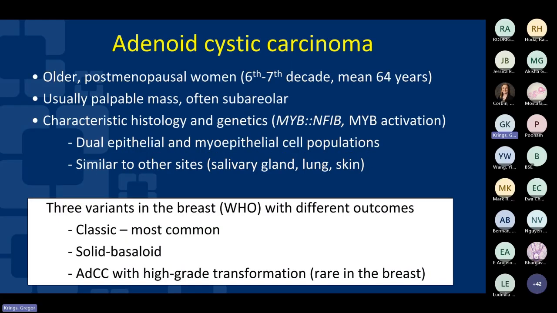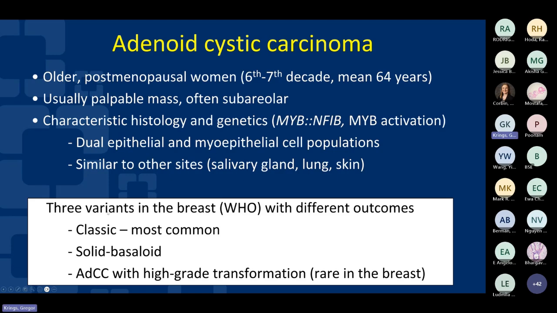Adenoid cystic carcinomas tend to present in older postmenopausal women with a mean age of 64 years. These tumors are usually subareolar in location, usually present as a palpable mass, and like adenoid cystic carcinomas elsewhere, are composed of dual epithelial and myoepithelial cell populations and are driven by MYB activation in most cases due to a characteristic fusion between MYB and the NFIB gene.